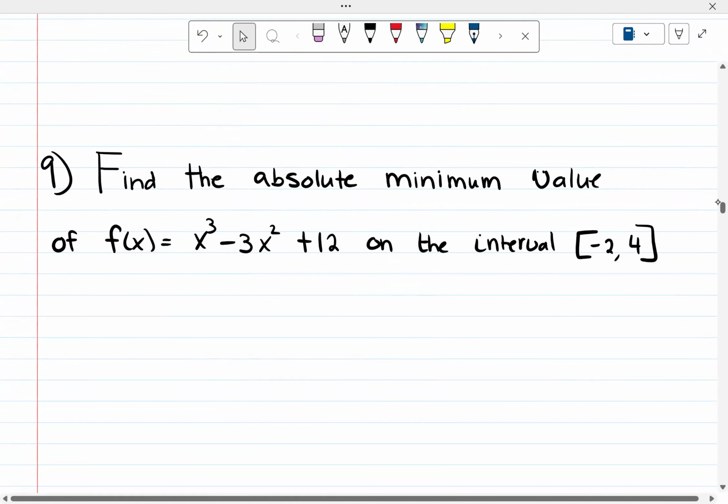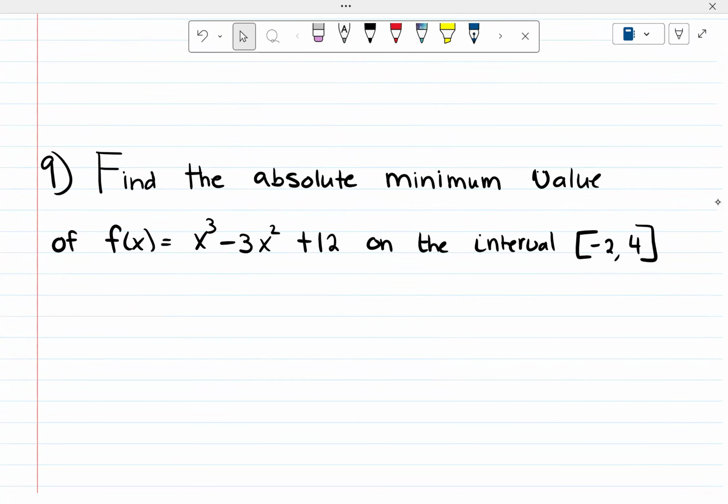So number nine says find the absolute minimum value of f of x equals x cubed minus 3x squared plus 12 on the interval -2 to 4. So the key word is absolute minimum. If you ever hear the word absolute min or absolute max, it's a little bit different from relative min or relative max.